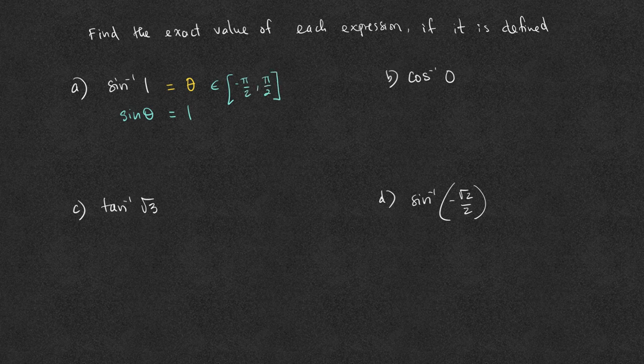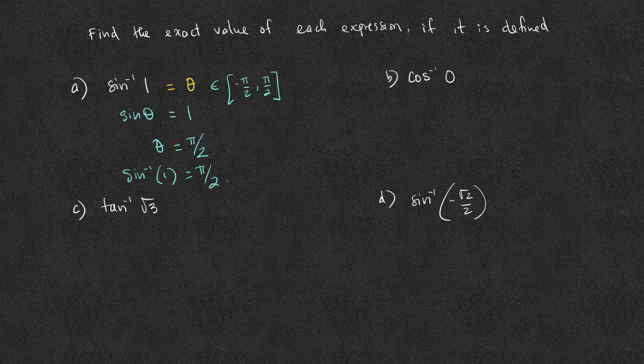Now, we look at the unit circle and find out which angle theta whose sine of theta equals 1. And there is only one theta that will give us this value of sine theta, and that theta is pi over 2. Pi over 2 is an angle in this restricted domain, so the answer is pi over 2. Sine inverse of 1 equals pi over 2, and that is our answer.